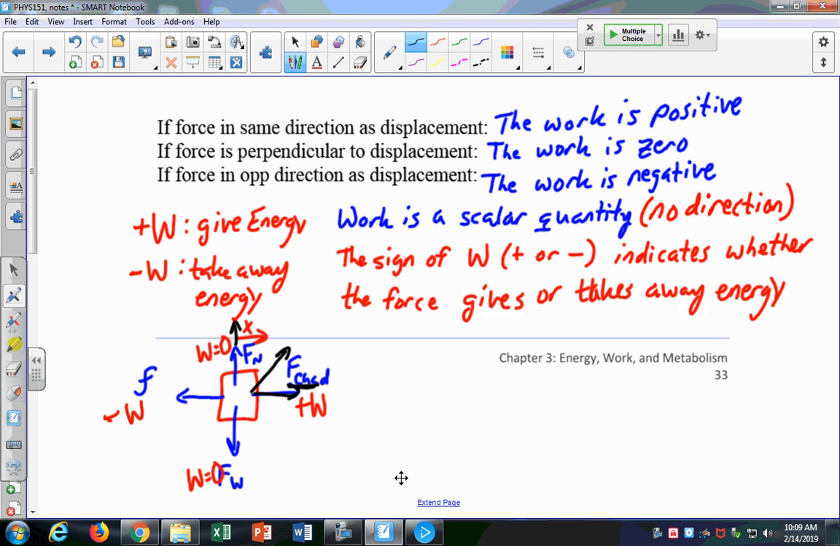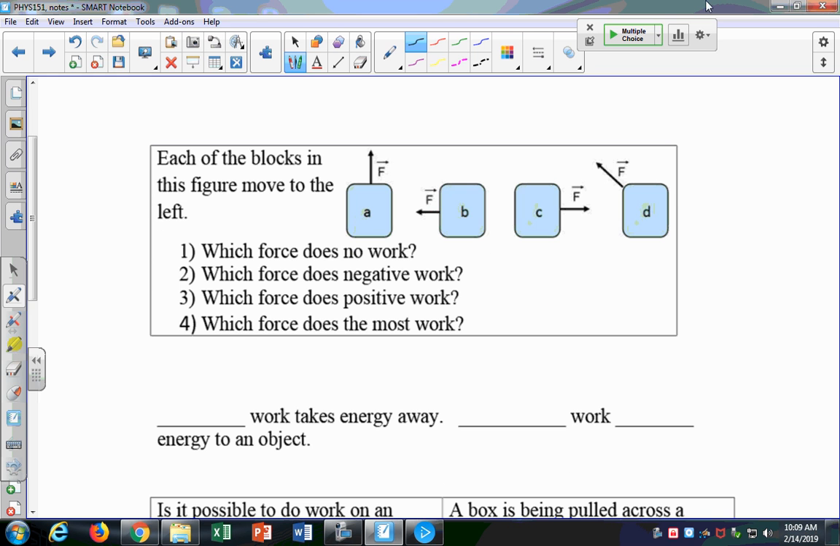All right, let's try the clicker question. Each of these moves to the left. So my displacement is moving in this direction to the left. And then these are forces that are acting. Now there might be other forces acting on these blocks, but these are the forces that are acting. And the first question is, which force does no work at all? A, B, C, or D? In which of these situations is the force doing no work?